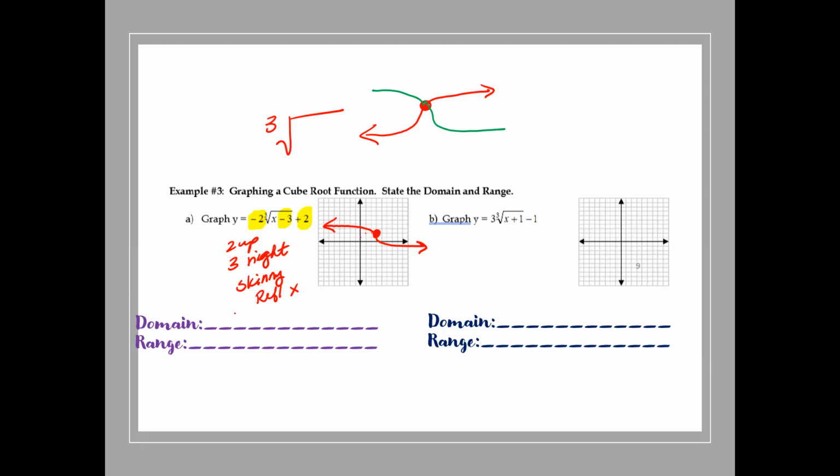All right, so let's talk about the domain. Domain is left to right. Well, that's easy. It's just negative infinity to positive infinity. It's never going to stop. Range, negative infinity to positive infinity. It's never going to stop.